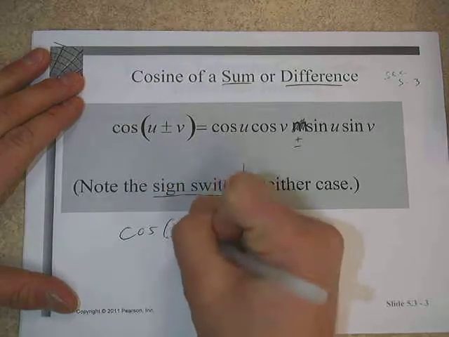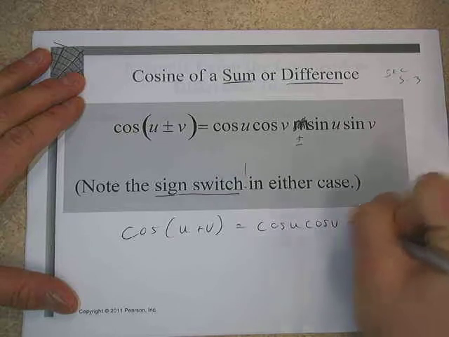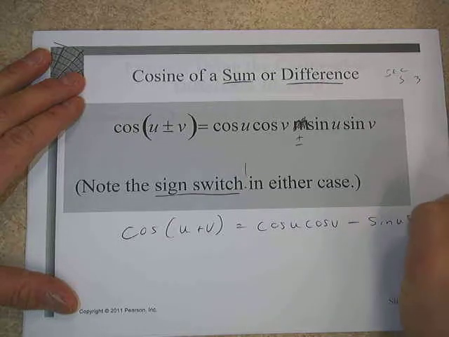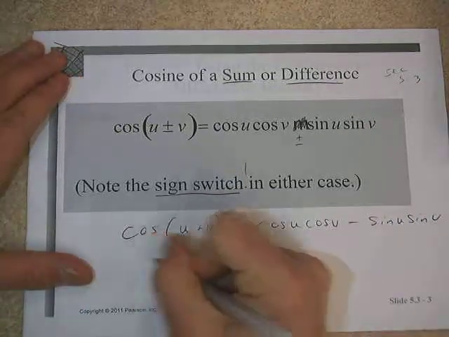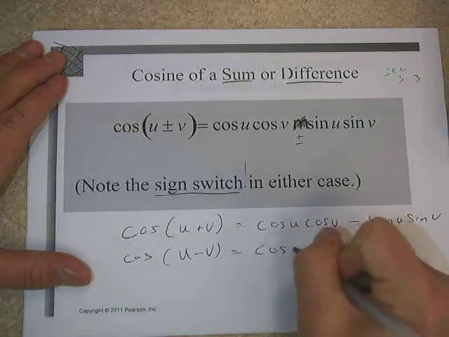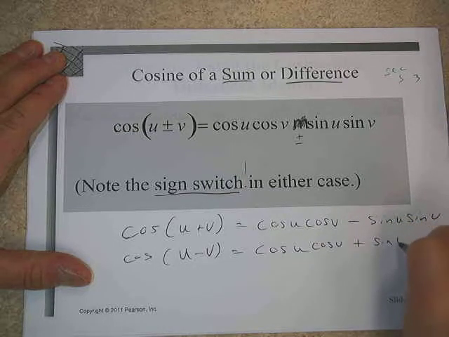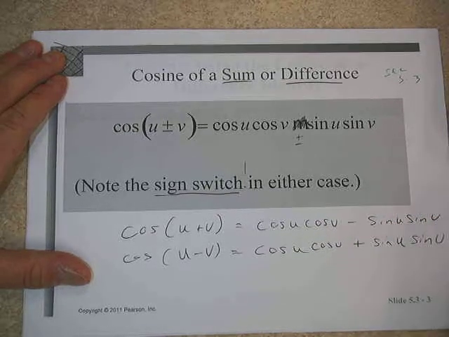So in other words, if I want cosine of u plus v, that's equal to cosine u cosine v minus sine u sine v. And vice versa, if I had u minus v for cosine, it would be cosine u cosine v plus sine u sine v.